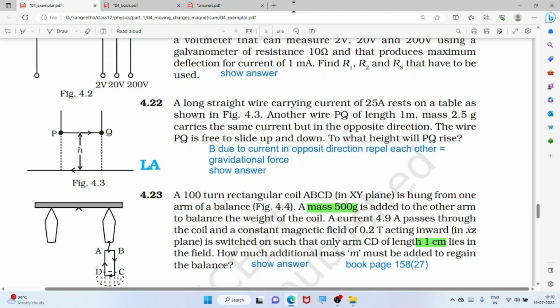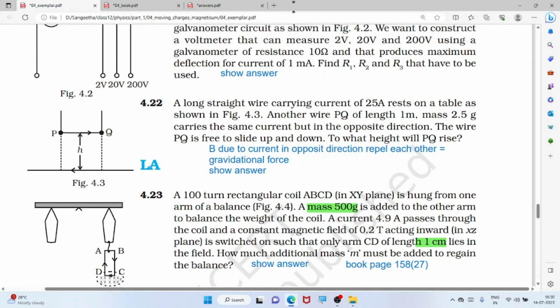A long straight wire carrying current rests on the table as shown here. Another wire PQ of length 1 meter and some mass carries the same current but in the opposite direction. Okay, I already showed you that when current is going in the opposite direction, they will repel each other. This will repel this, this will repel this. The wire PQ is free to slide, so to what height will PQ rise?